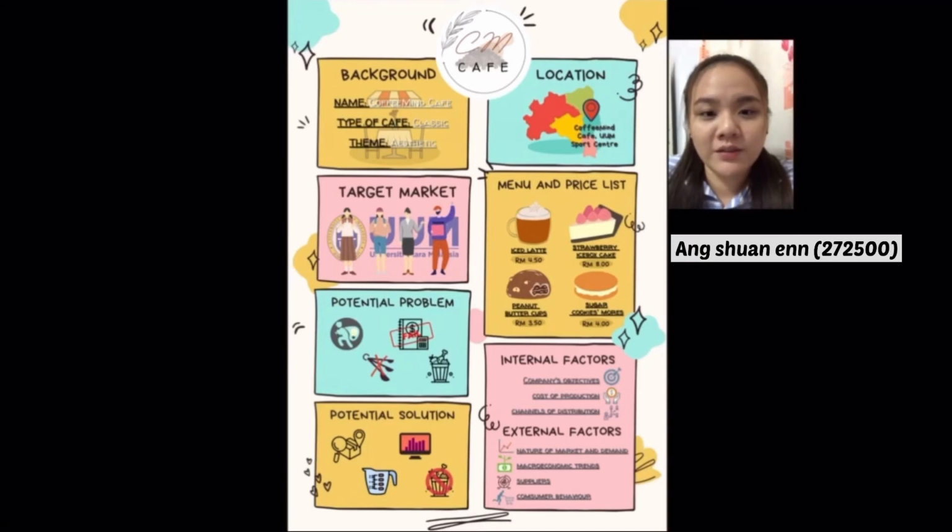For external factors, the first one will be nature of market and demand. What is the expectation of the market about the product and services? What is the demand level for the product at different prices? The market must also be understood, whether there is monopoly, perfect competition, oligopoly, monopolistic competition, or duopoly.